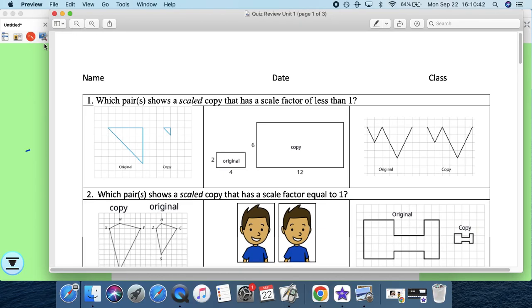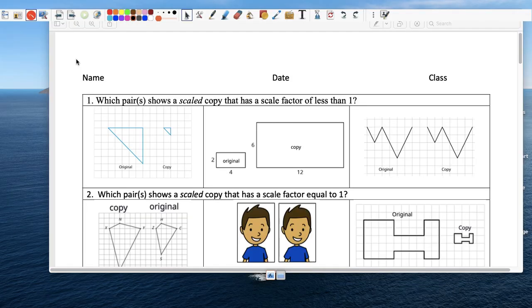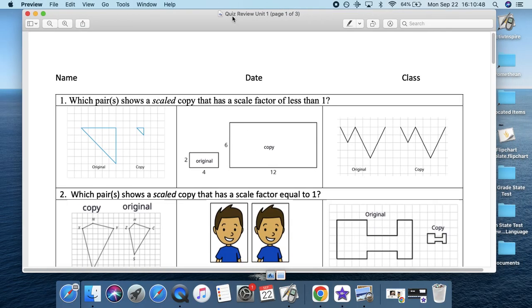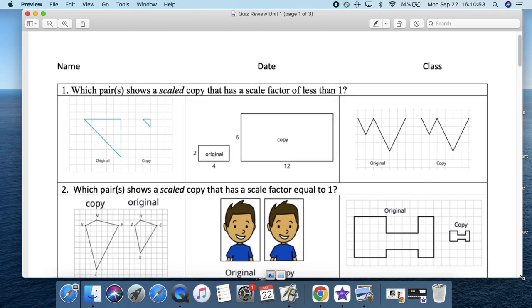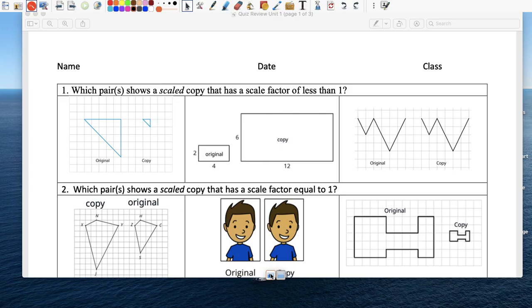All right, so I know some of you were not in class because you got pulled out. Some of you were absent. So some of you might just need a little extra when going over this for the next 2 days. We have nothing better to do. So when we were doing this in class, I asked you guys to translate this into simple language. Which pair shows a scale copy that has a scale factor of less than 1?